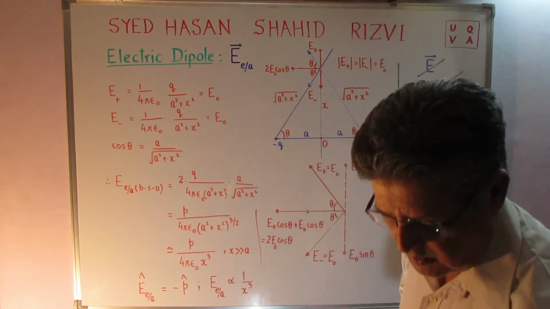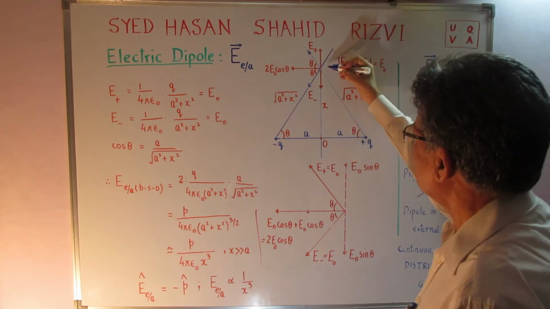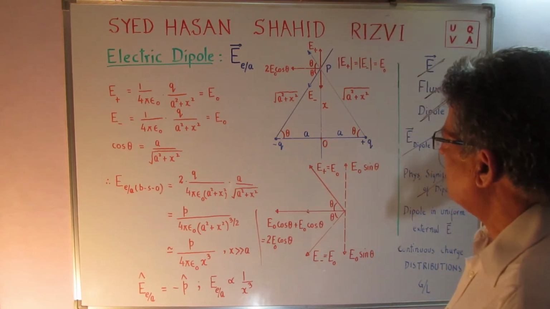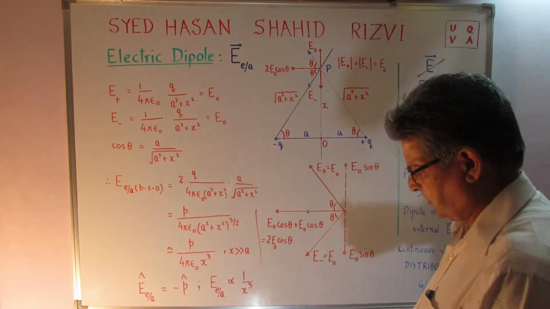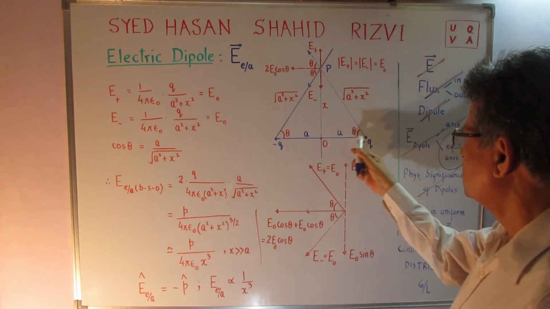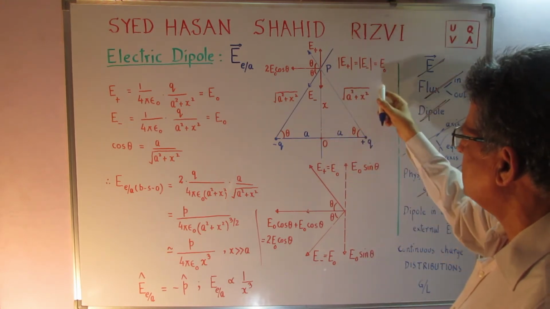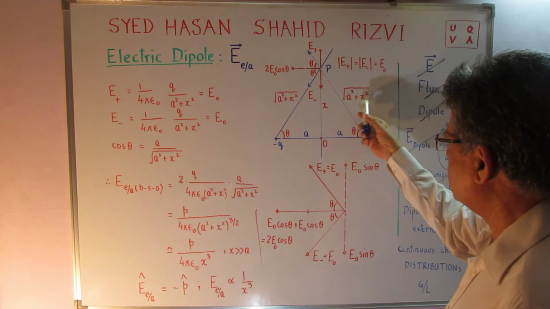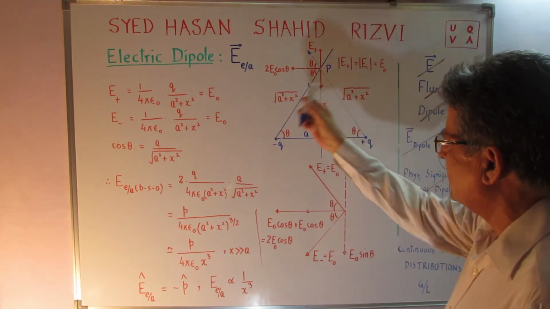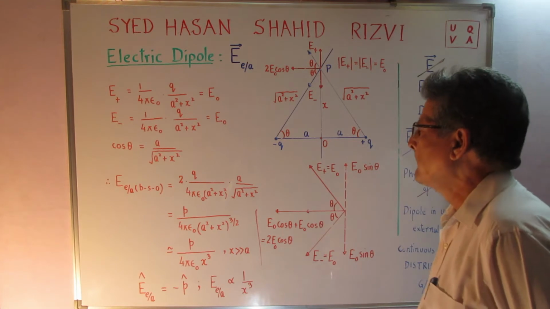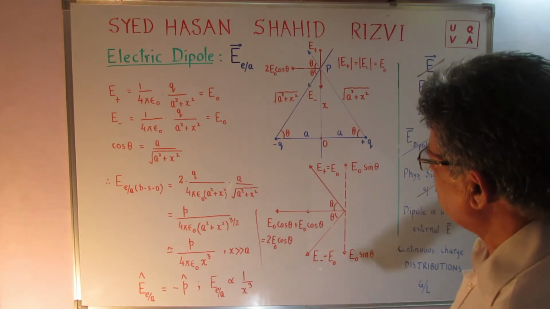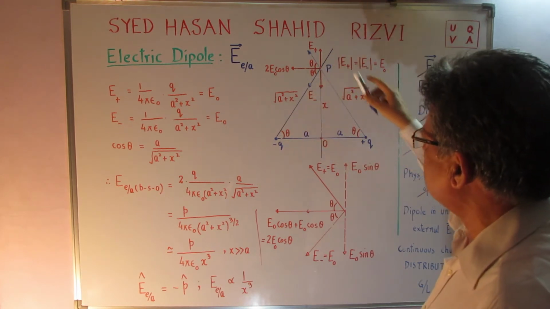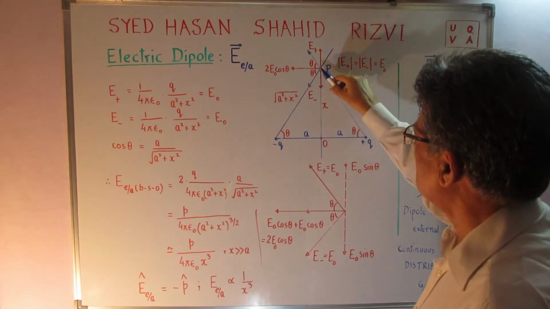According to geometry, by using the Pythagoras theorem, the base square plus the perpendicular square is equal to the hypotenuse square, so this hypotenuse becomes equal to a square plus x square. This side also I've shown. Now, because of minus q, the electric field I have shown to be towards minus q like this, and that because of the plus q like this.